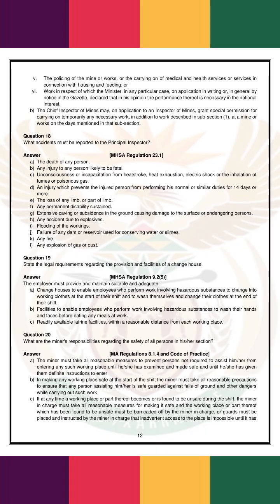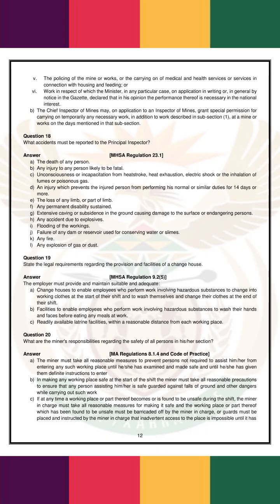Question 19. State the legal requirements regarding the provision and facilities of a change house. The employer must provide and maintain suitable and adequate: A. Change houses to enable employees who perform work involving hazardous substances to change into working clothes at the start of their shift and to wash themselves and change their clothes at the end of their shift. B. Facilities to enable employees who perform work involving hazardous substances to wash their hands and faces before eating any meals at work. C. Readily available latrine facilities within a reasonable distance from each working place.